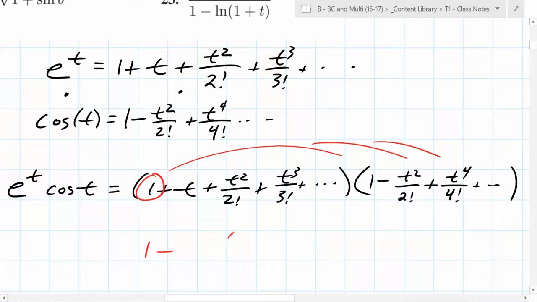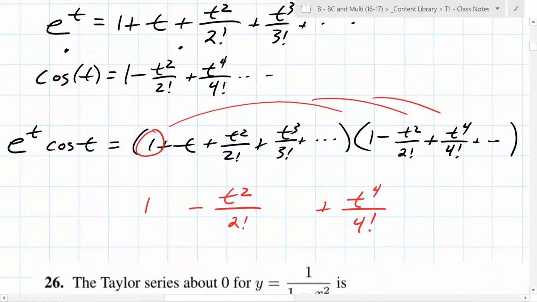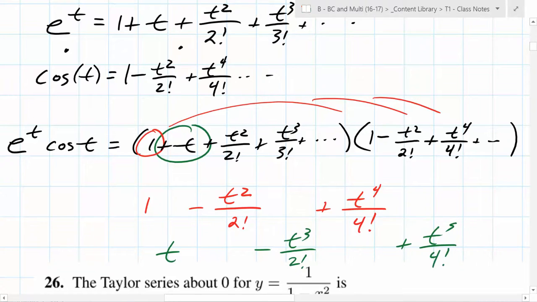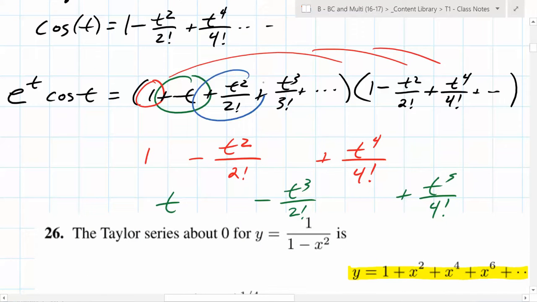1 minus t squared over 2 factorial. I'll move this over a little bit and put it right here. Minus t squared, and then what? Plus t to the 4th over 4 factorial. With me so far? Then we're going to do this one. Multiply times t. What do you get? t minus t cubed over 2 factorial, right? Plus t to the 5th over 4 factorial. Now, could you do that for the next one and the next one?